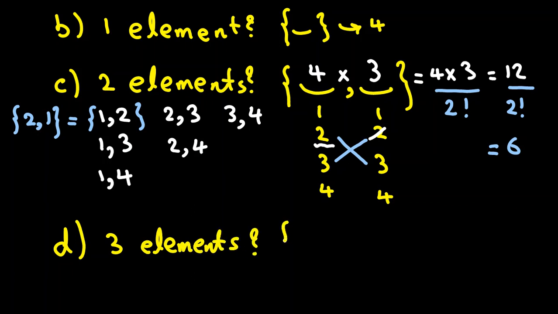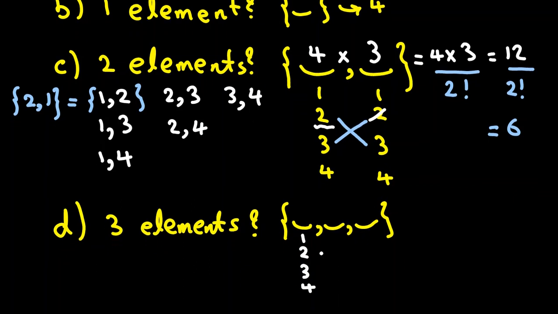So here you say I have 3 elements. The first one can be 1, 2, 3, 4. The second element can be 1, 2, 3, 4. The last element also can be 1, 2, 3, 4. So 4 cases you have here times. You selected one of them, you can't select that anymore, so it will be 3 times 2. So it will be 4 times 3 times 2.